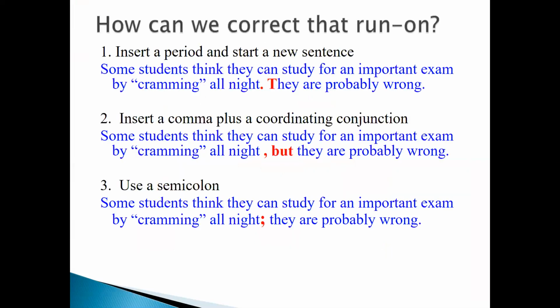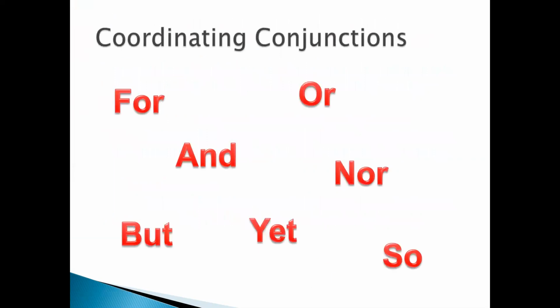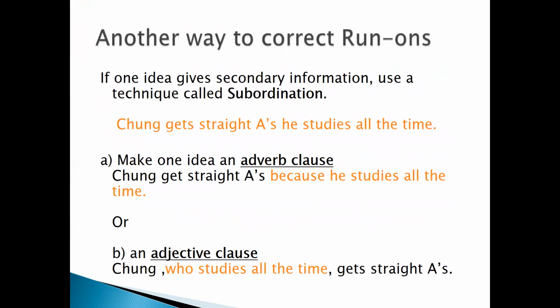The third way to correct a run-on is to use a semicolon. Now, we don't want to always use a semicolon. We want to vary this up, but one way you can correct a run-on is just by sticking a semicolon in between them. And you notice that you do not capitalize the next word after a semicolon unless it is a proper noun or proper pronoun. The fourth way to correct run-ons is probably the hardest way, and it is called subordination.